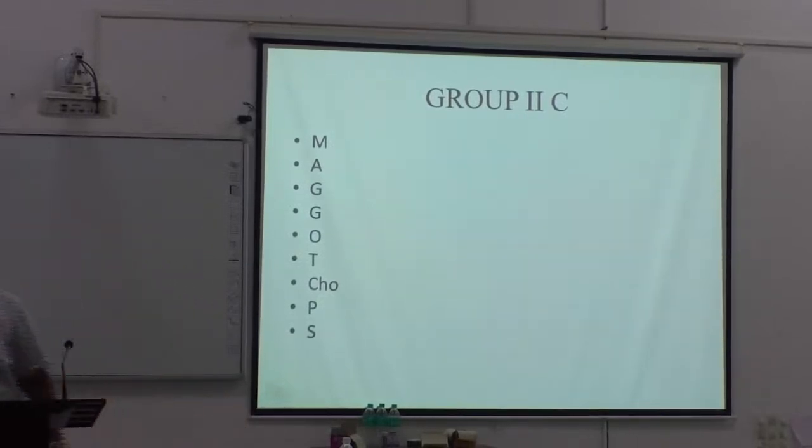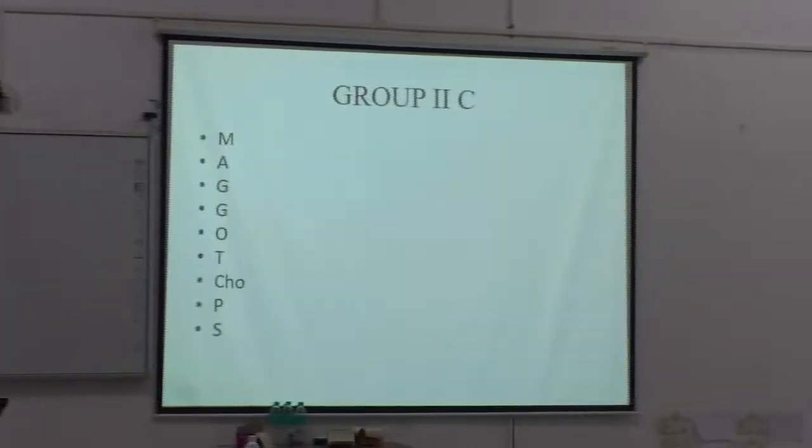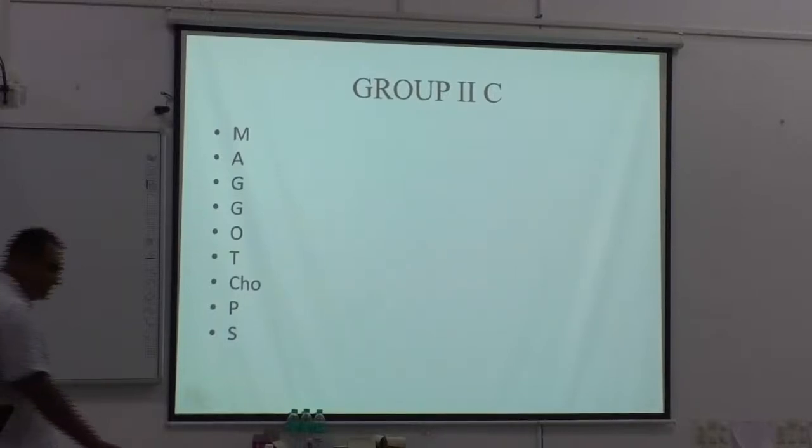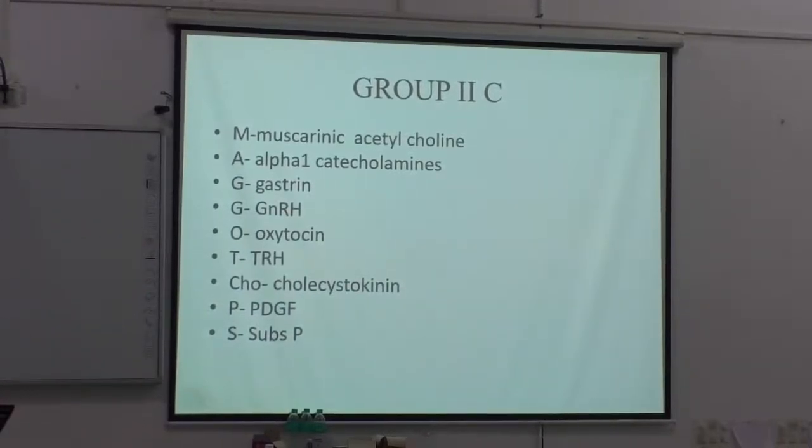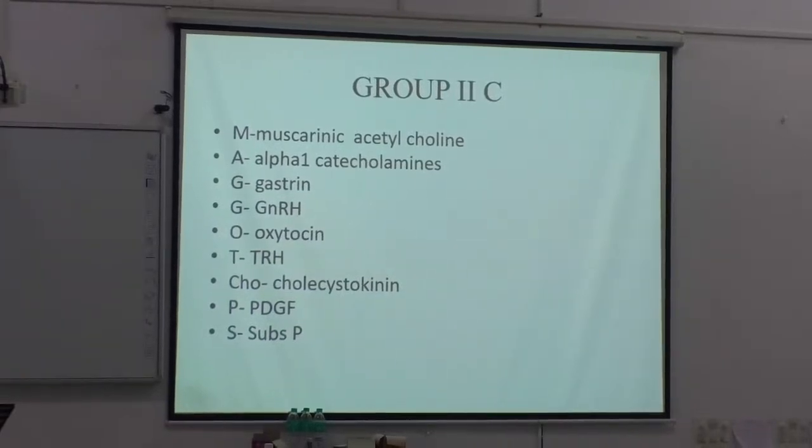ANF, atrial natriuretic factor, ANF or ANP. Group 2C. Do you like this? Maggot chops? Start liking maggot chops, because you have to remember these names. Correct?